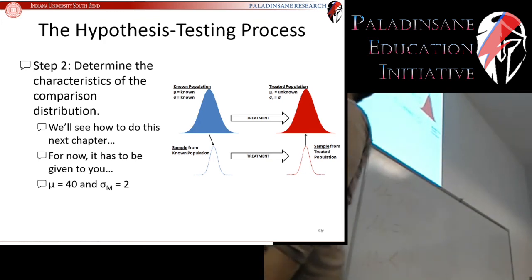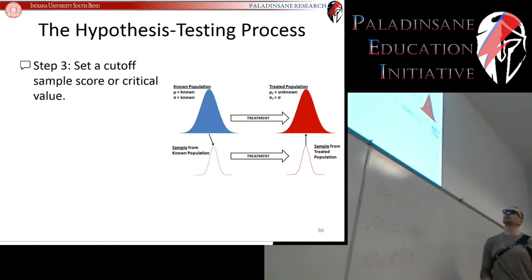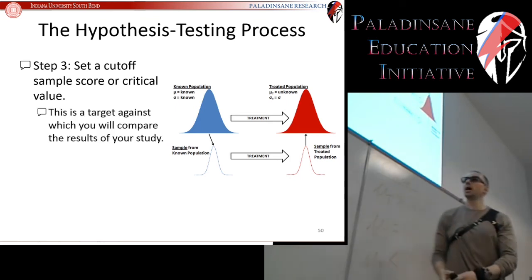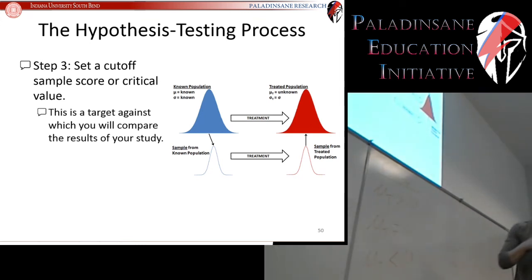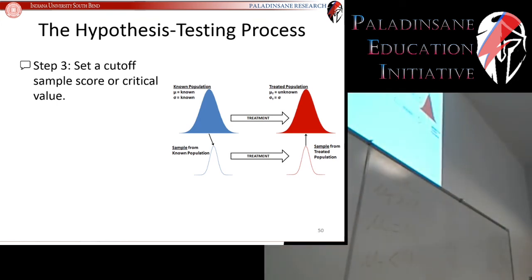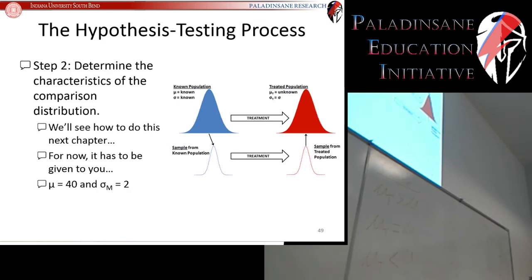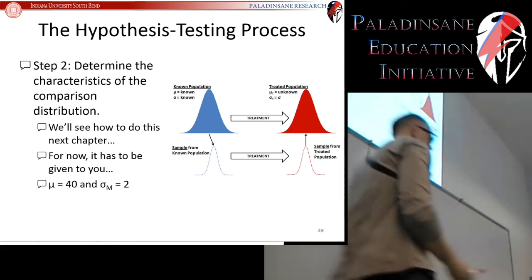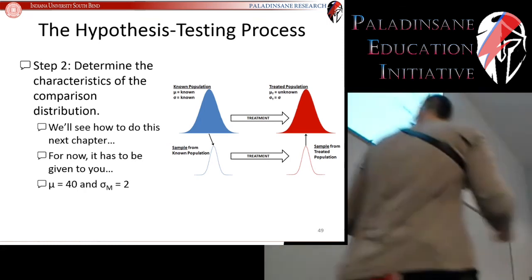So now we go on to step 3, and we're going to set a cutoff sample score or critical value. This used to have to be given to you, but now we know how to do this. So now we got to draw the lines in our sand that we will compare our test values to. So let's draw some of this out. So we have our comparison distribution that was given to us in step 2. This is where we're going to compare our sample to. And it has a mean of 40, and a standard deviation of 2.